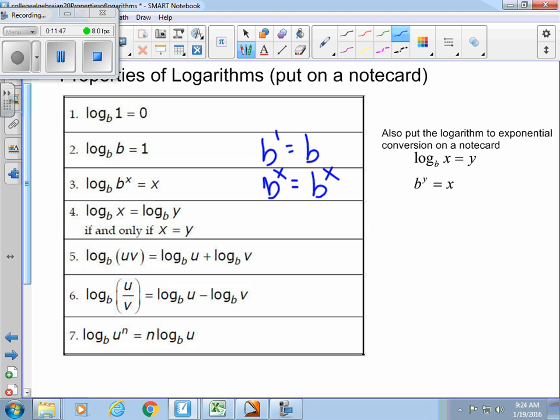And then, what happened when you had a power raised to a power? In exponents, you multiplied them, right? So I have log base b of u to the n is equivalent to n times log base b of u. So you can multiply that power in front. So these are some properties of logarithms that we're going to be working with over the next few days.